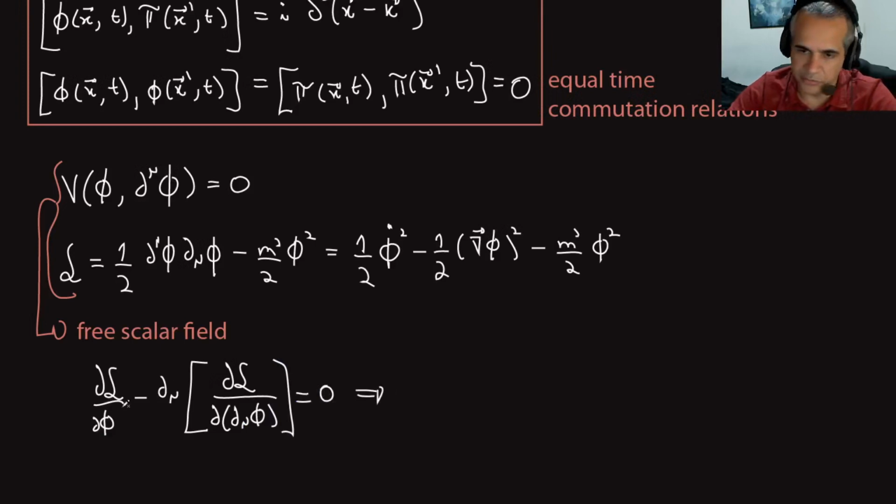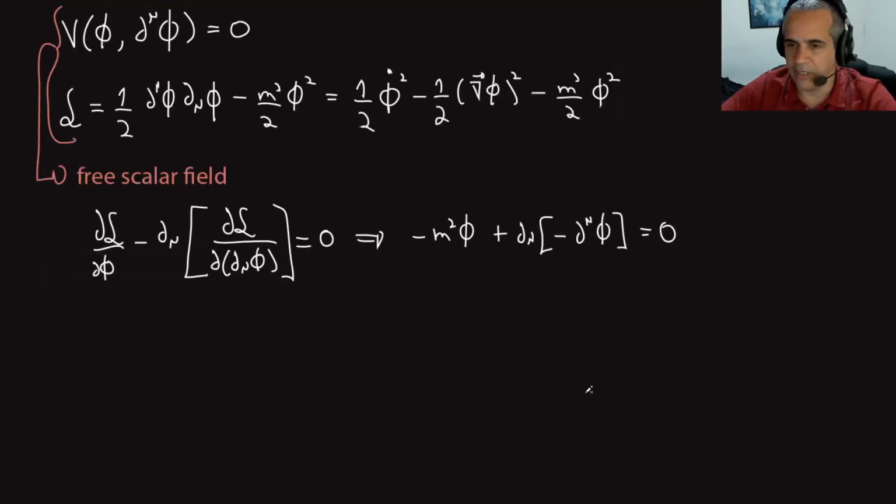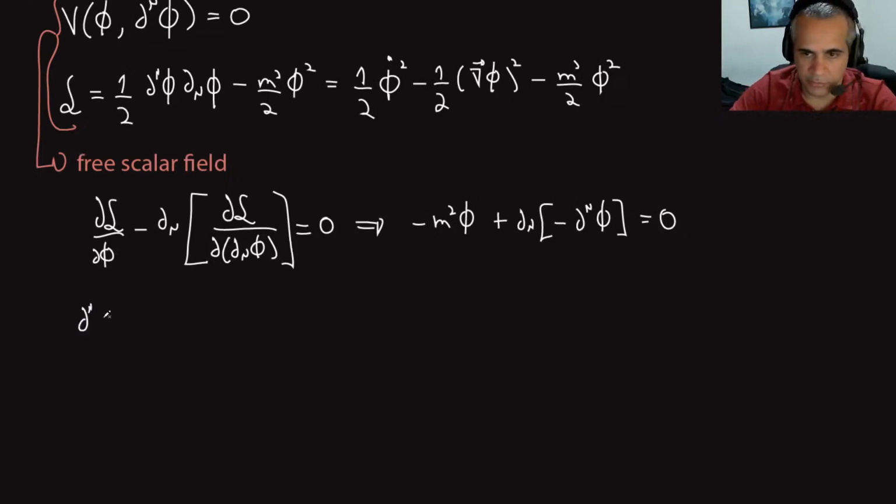And if I just use this here, the derivatives in phi act here. I have a factor 2 that goes away. Then the derivatives in del mu phi, it's easier to look here. There will be del mu minus del mu phi, and this is equal to 0. Which of course I can just reorganize. There's a global minus here that goes away, and I can write this as del mu del mu plus m squared acting on phi, and this is 0.